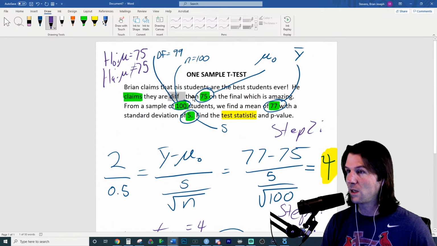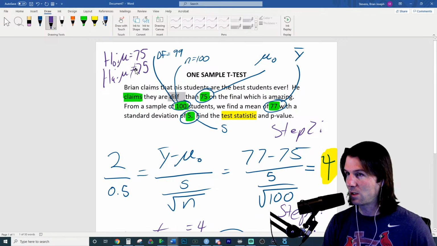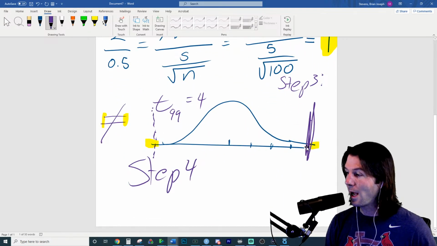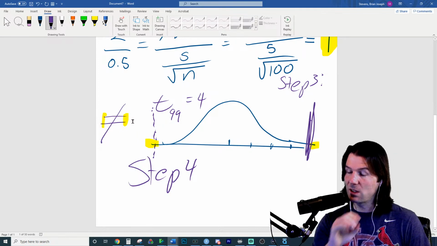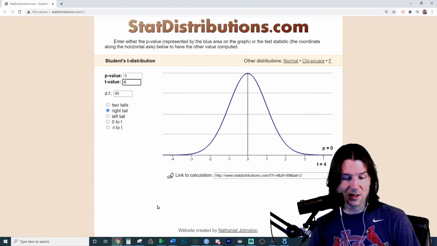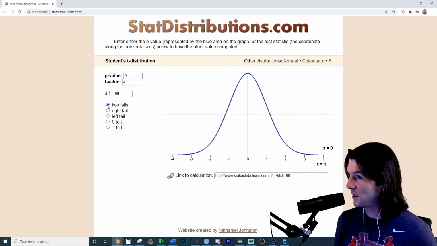Because we're using "he claims they are different," here's the alternative, because that's relative to this. Then when we get down here, now we're shading both sides because we're doing the does not equal alternative, and this will double the p-value. So what was our p-value just a moment ago? It was basically 0. Let's do the two-tailed, and it's still basically 0.